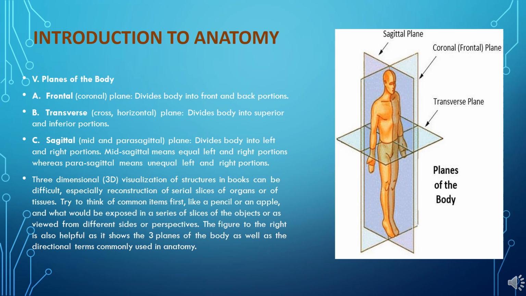Three-dimensional (3D) visualization of structures in books can be difficult, especially reconstruction of serial slices of organs or of tissues. Try to think of common items first, like a pencil or an apple, and what would be exposed in a series of slices of the objects, or as viewed from different sides or perspectives. The figure to the right is also helpful as it shows the three planes of the body, as well as the directional terms commonly used in anatomy.